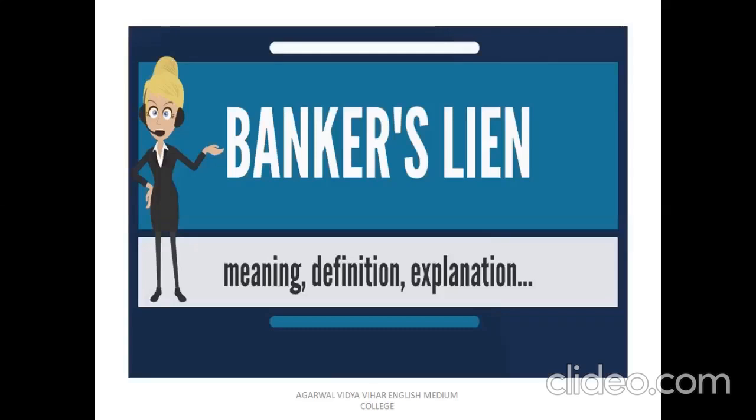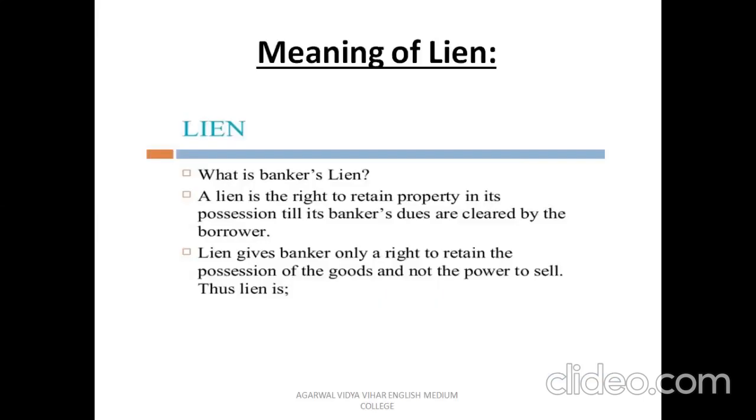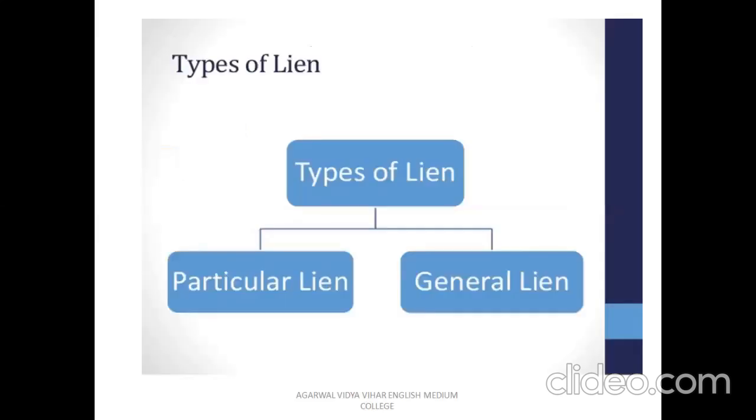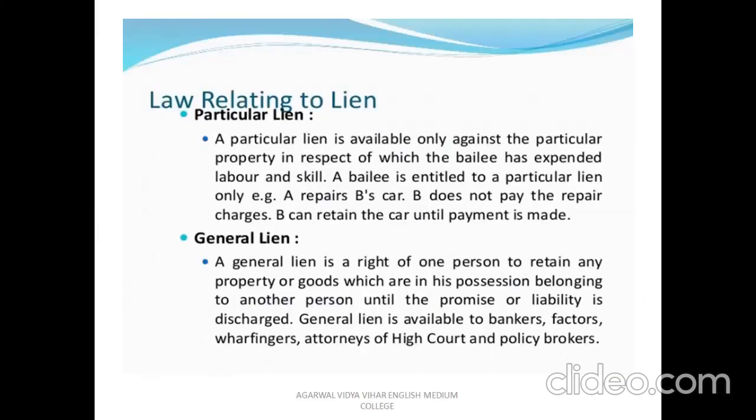We discussed the meaning of it: lien is the right to take possession of any property against the due amount till the repayment of the due amount. Here, the creditor cannot sell the property to get the amount of dues. The creditor has the right only to take possession of the goods. Then we discussed the types of lien: particular lien and general lien. The particular lien is available only against a particular property in which you have exercised your time, labor, skills, money, etc. Repairing is the best example of a particular lien.